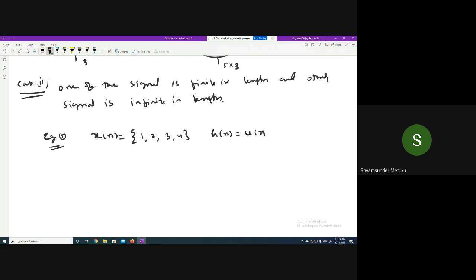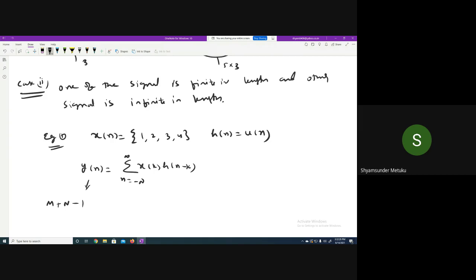Can I write this way? Which one is infinite in length? h of n is infinite in length. Okay. So in this case, what you can do is, better you do graphically or normal, anything is okay. My expression for the normal linear convolution is, where n varies from minus infinity to infinity, x of k, h of n minus k, it remains the same. Can you tell me what is the length of the output here? M plus n minus 1, in general.